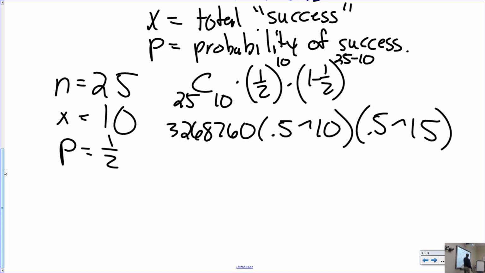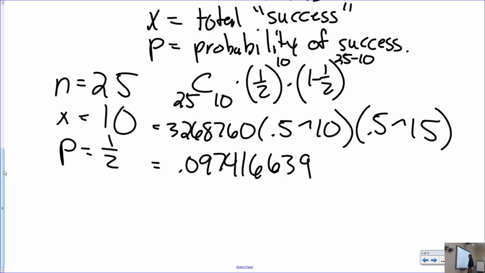This is how you raise something to a power on these standard calculators, with this little up caret button. Again, if you're using a Casio, you have to use the X to the Y button or the Y to the X button, depending on whichever one you have. When I crank all of this out on my calculator, I get 0.097416639. So essentially, the probability of flipping a coin 25 times and getting exactly 10 heads is roughly 9.7% of the time, right?